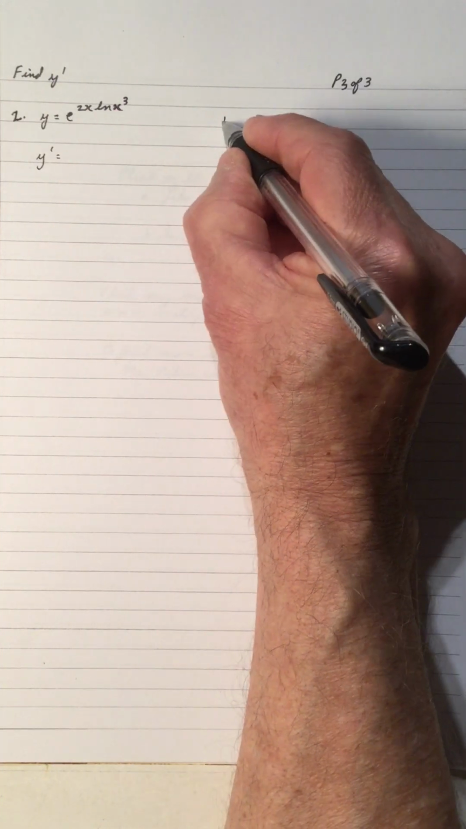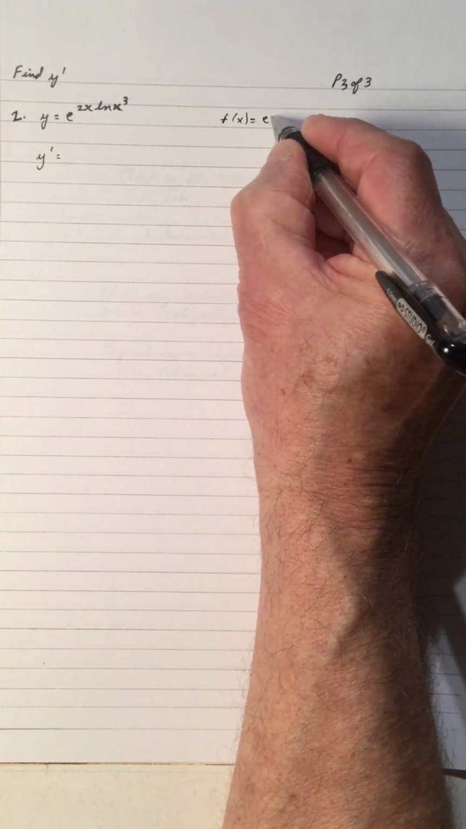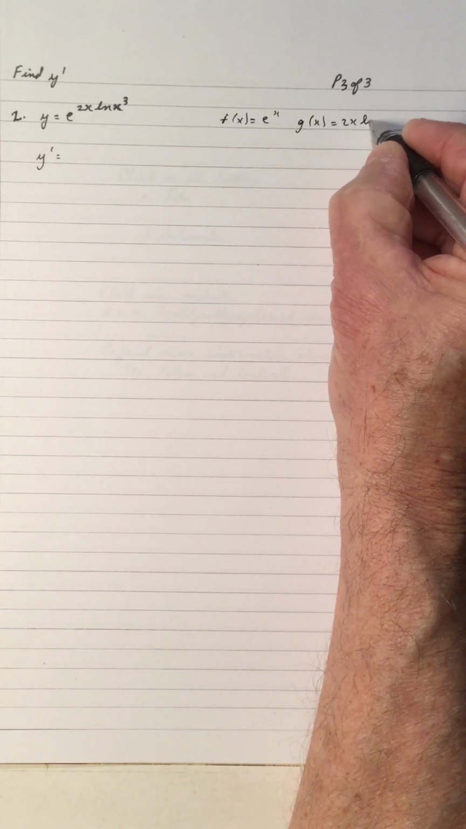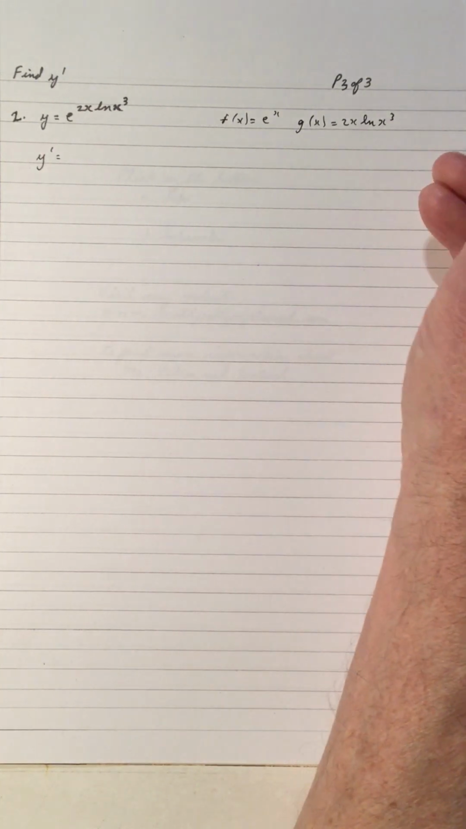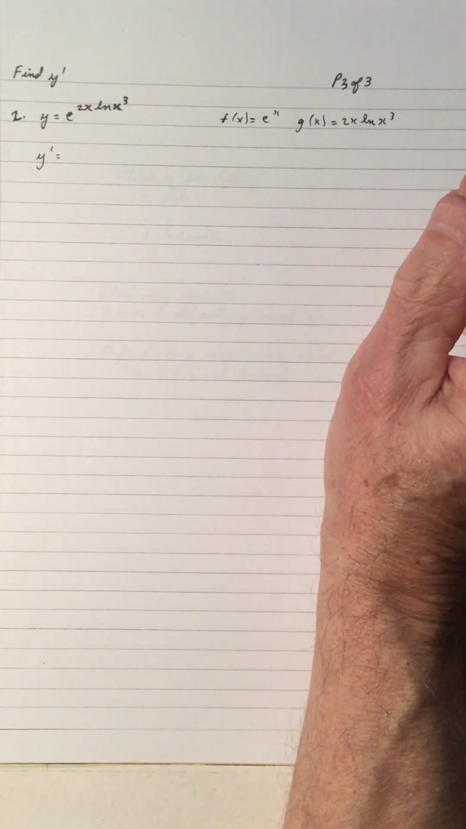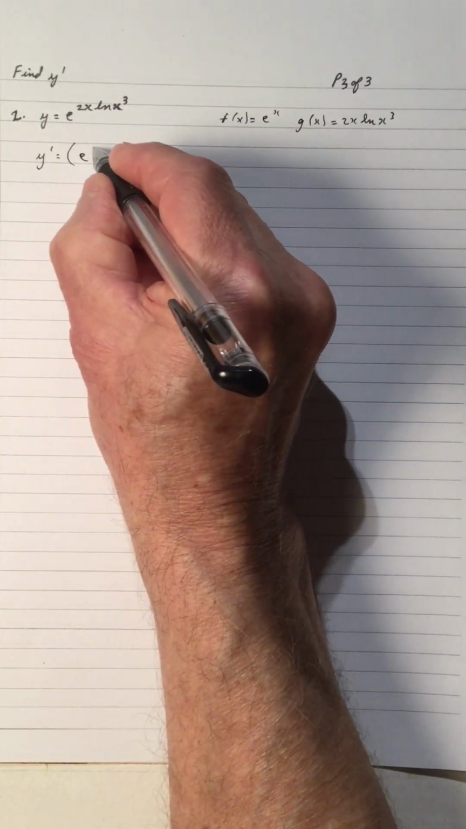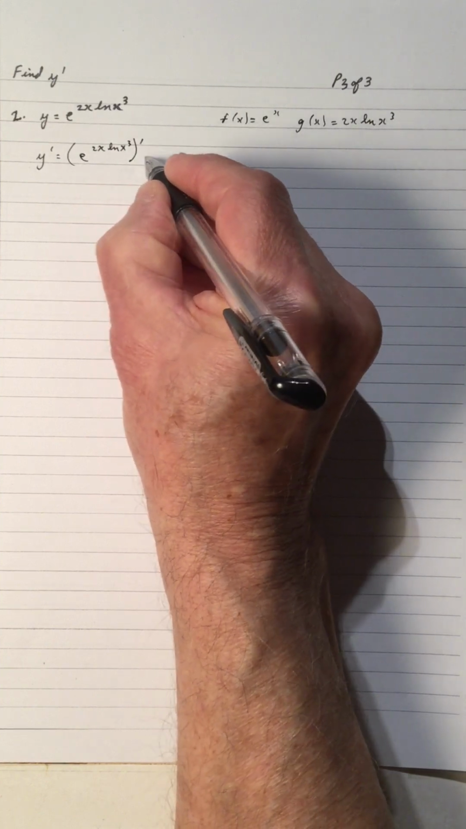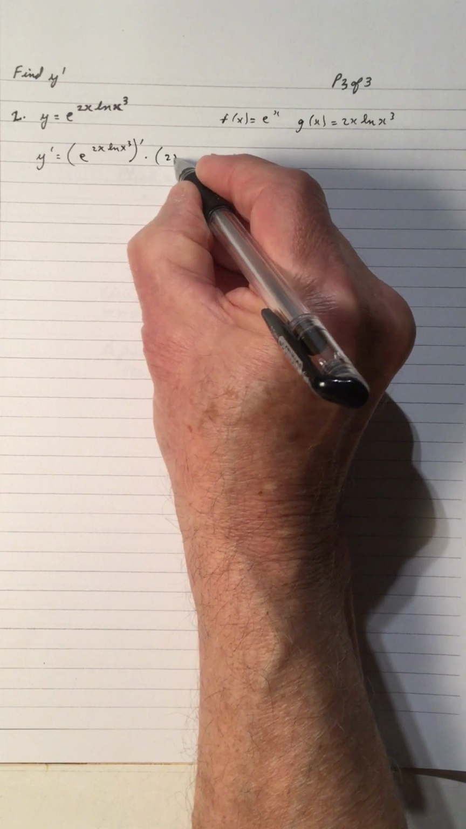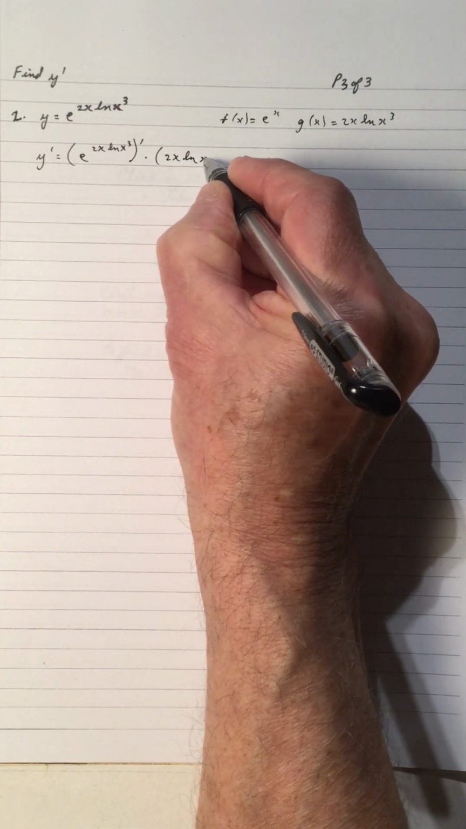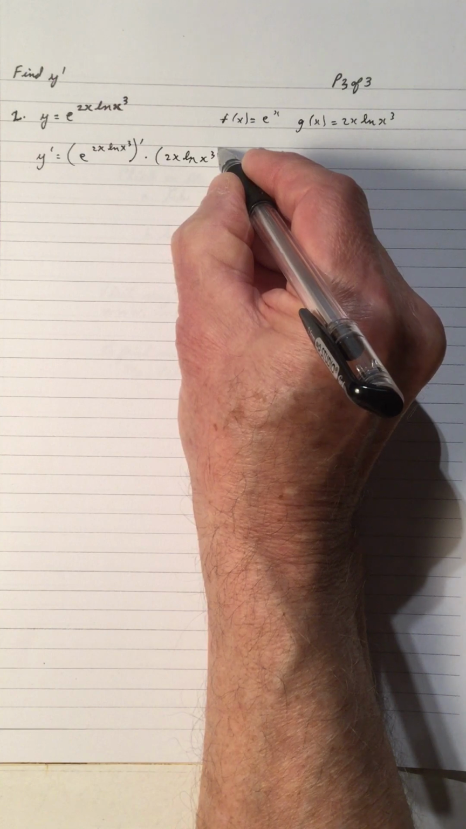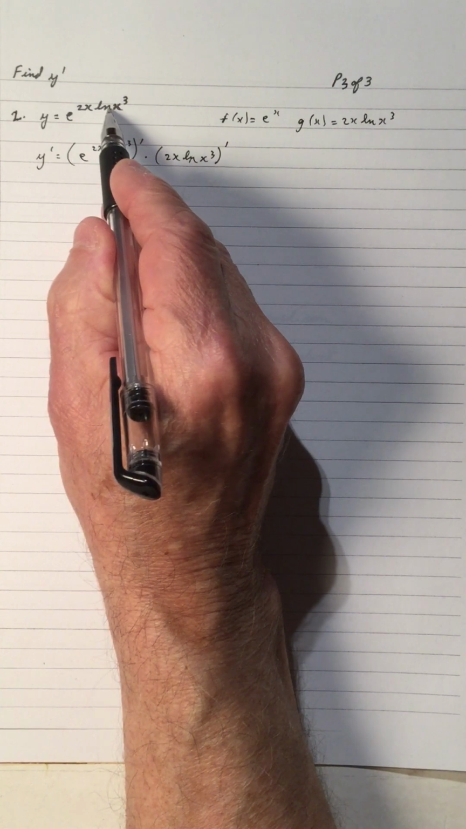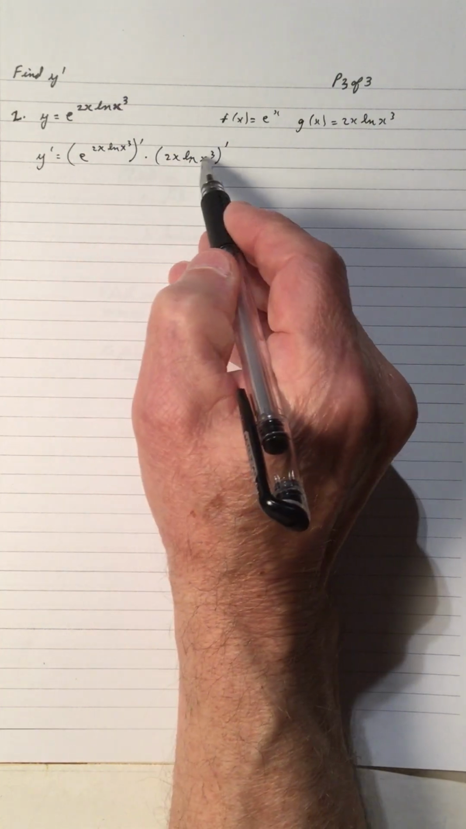We have f of x equal to e to the x, and g of x is 2x ln x cubed. So there are two functions, so we get two derivatives. We do the derivative of the main function, which is this, times the derivative of the inside, which is 2x ln x cubed. There it is. So e to the 2x ln x cubed, and the derivative of the inside.